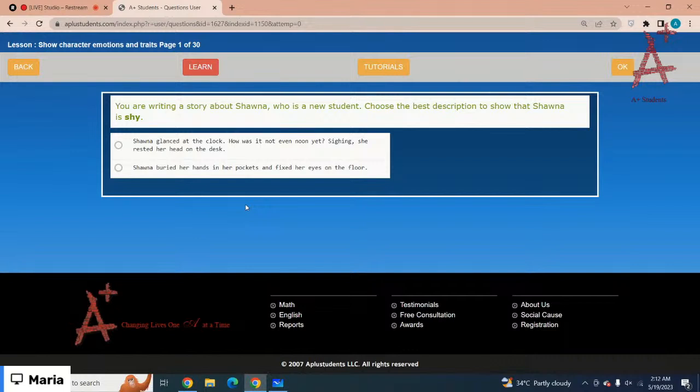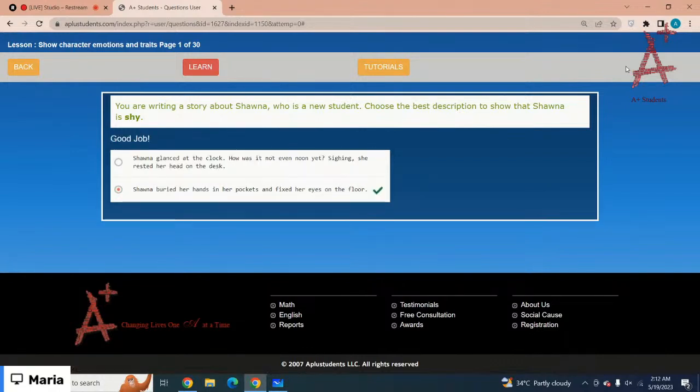Yes, that would be the second one. See, Shauna buried her hands in her pockets and fixed her eyes on the floor. Usually, someone in this position is the one who is shy. Got it? The first description is usually for the one who is bored. The second one is for the one who is shy. You have to understand the description. Got it?